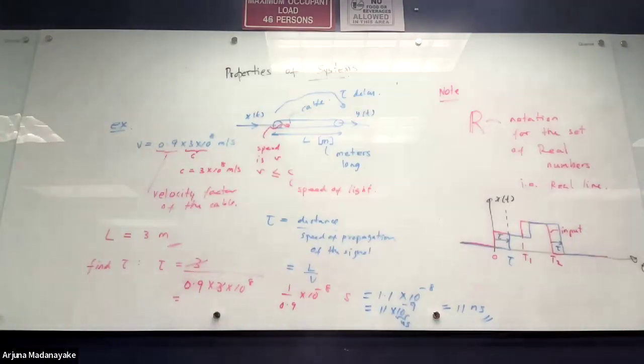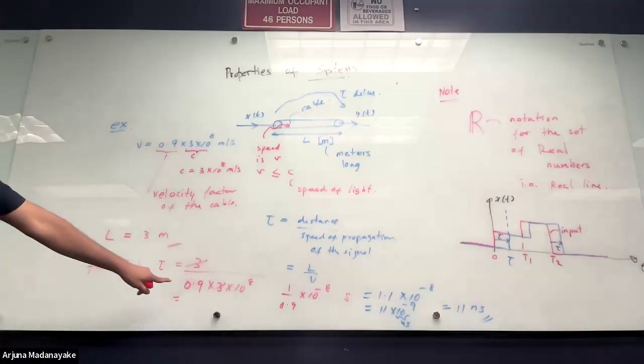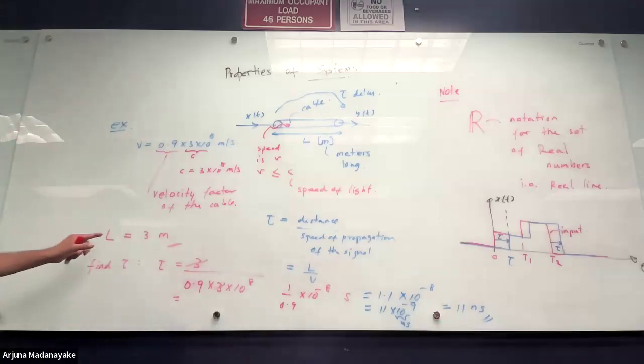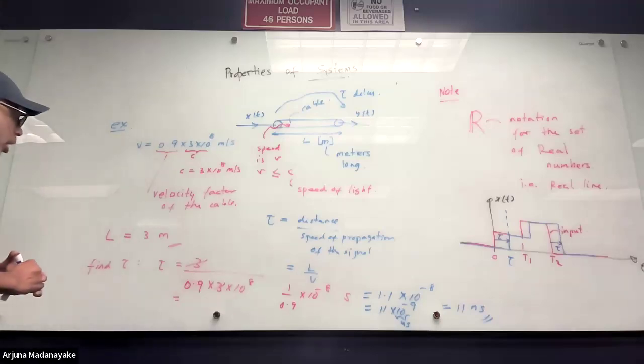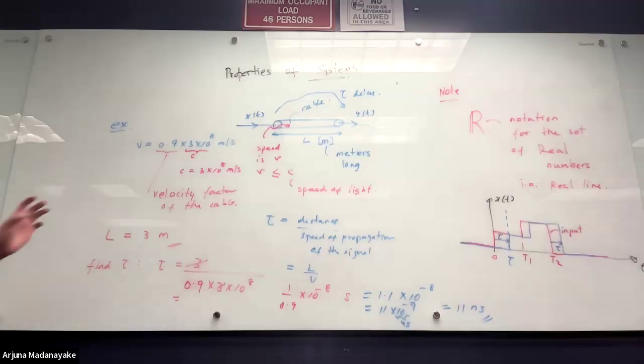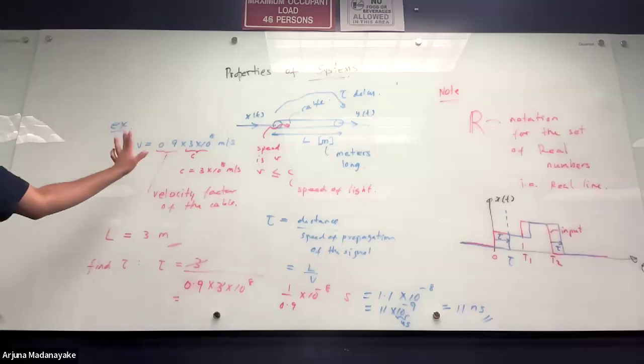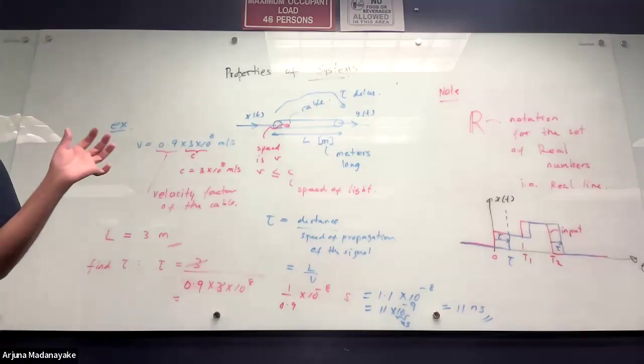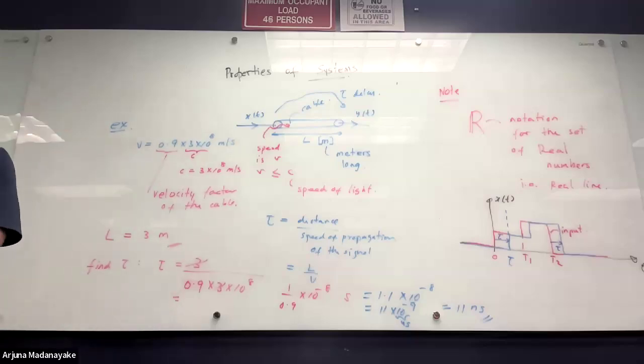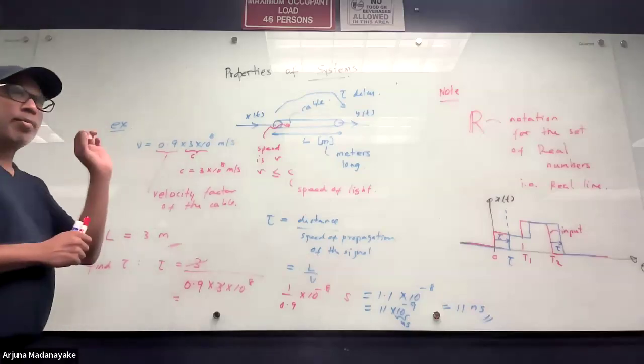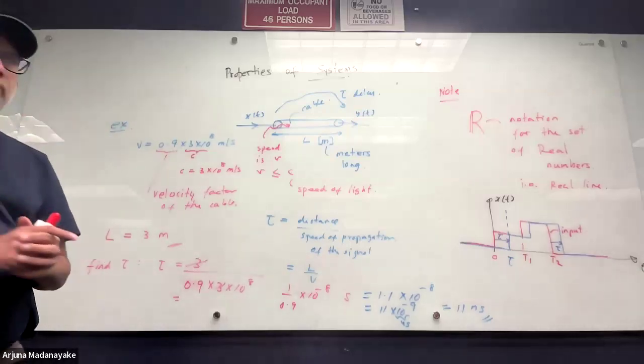So it takes 11 nanoseconds for the signal to propagate from input to output, given that the velocity factor of the cable is 0.9 and your length of the cable is 3 meters. So if you know the velocity factor of a cable, you can find the time delay the cable imparts on the signal. And the interesting thing is that it does not depend on what the signal is. It's signal independent. All signals propagate at the same time delay, right? It's only a property of the length of the cable, and the velocity factor.